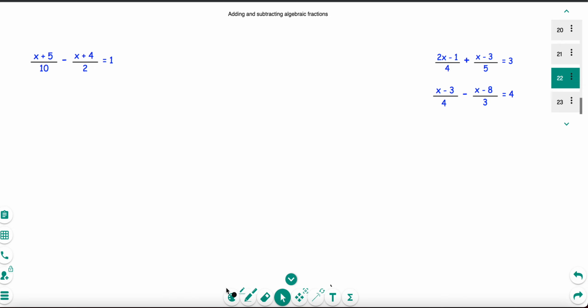So here, x plus 5 over 10 minus x plus 4 over 2 equals 1. And the question is to solve. So I wrote that down. Solve means to find the unknown. Well, first I'm going to ignore this 1. That's going to come later.